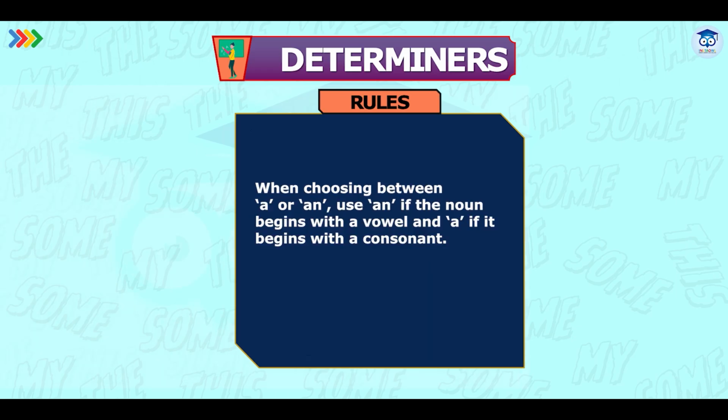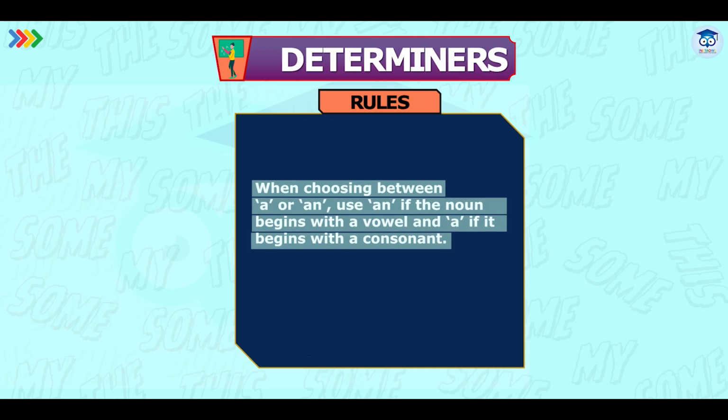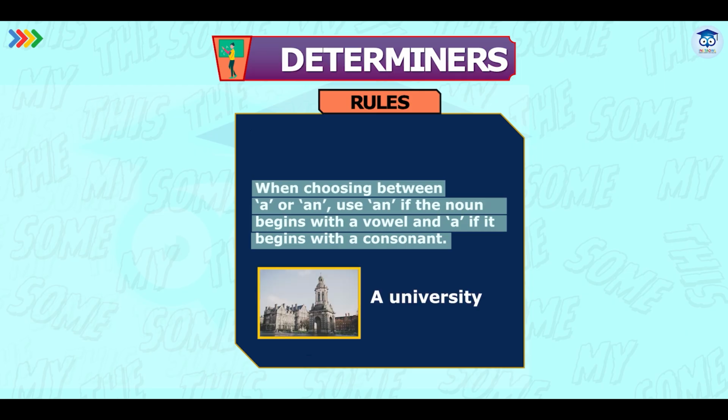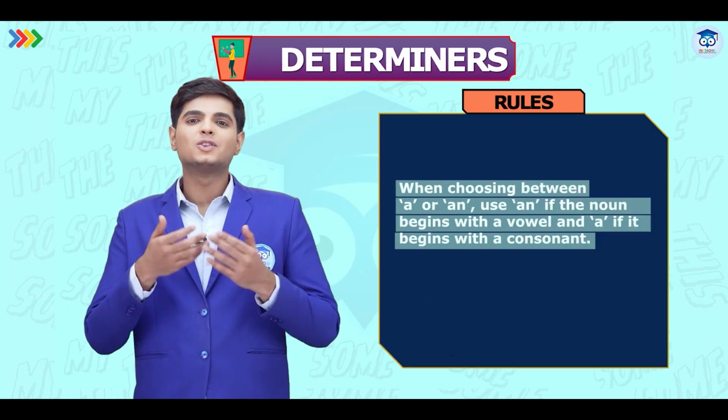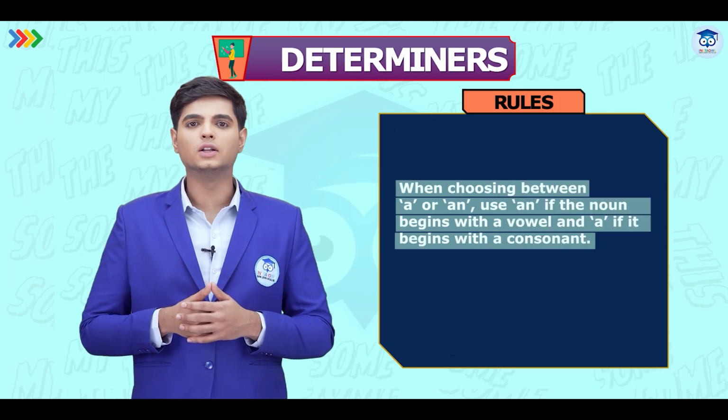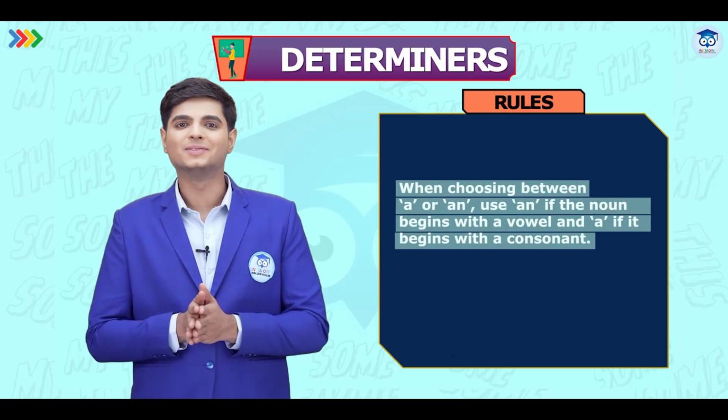And finally, there's a very practical rule about articles. When choosing between a or an, use an if the noun begins with a vowel and a if it begins with a consonant. But be careful, it's not just about the first letter, it's about the sound. For example, we say a university because although the word begins with a vowel, it has a consonant sound Y. On the other hand, we say an hour because even though hour starts with H, it is silent and the sound is actually a vowel sound. So the sound we hear at the beginning of the word decides whether to use a or an.